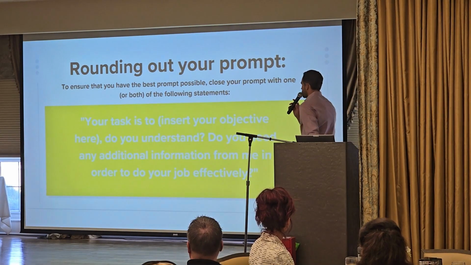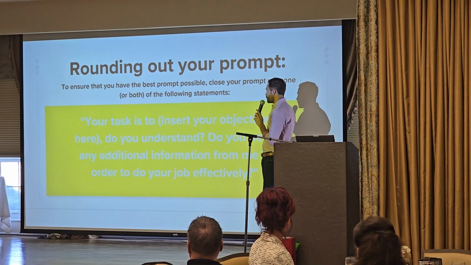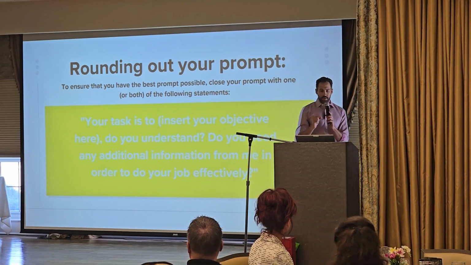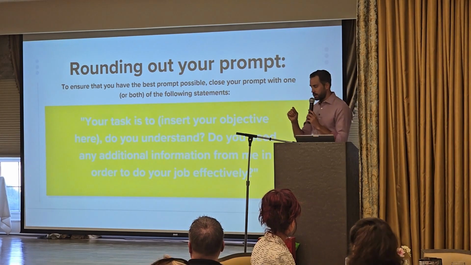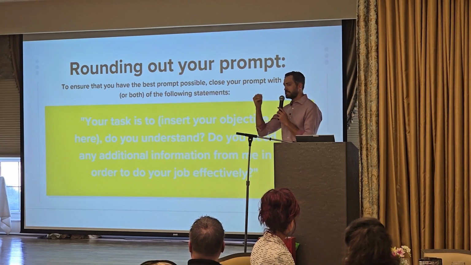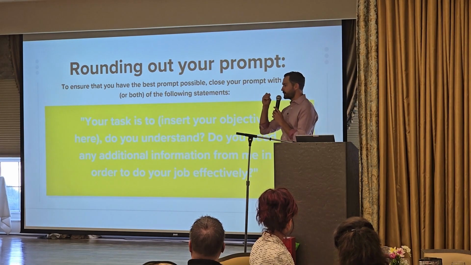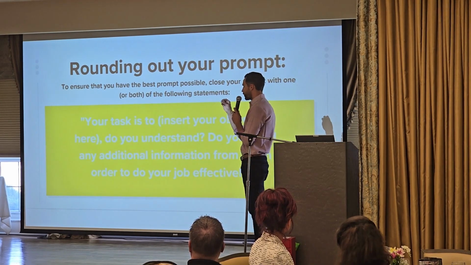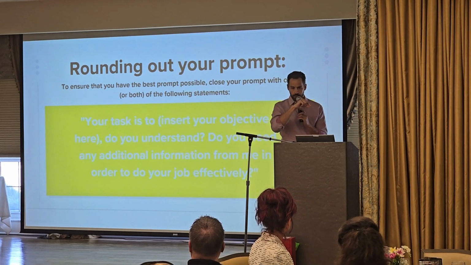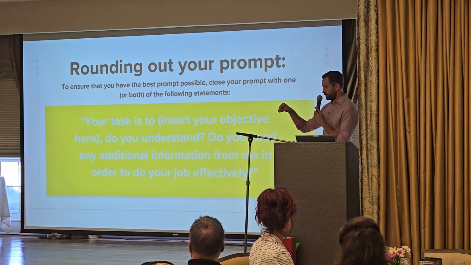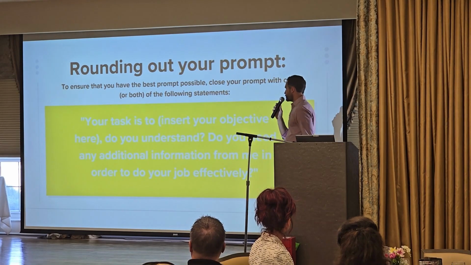All right, last slide. The last thing, this is probably the most important one: your task is to do this. Do you understand? When you ask it to confirm comprehension, what you're doing is getting a preview of what ChatGPT thinks the answer is going to be. And so if it answers you in a direction that you're not happy with or you don't want it to do, you have the opportunity to say, no, it's not what I'm looking for. I wanted you to answer it in this direction.